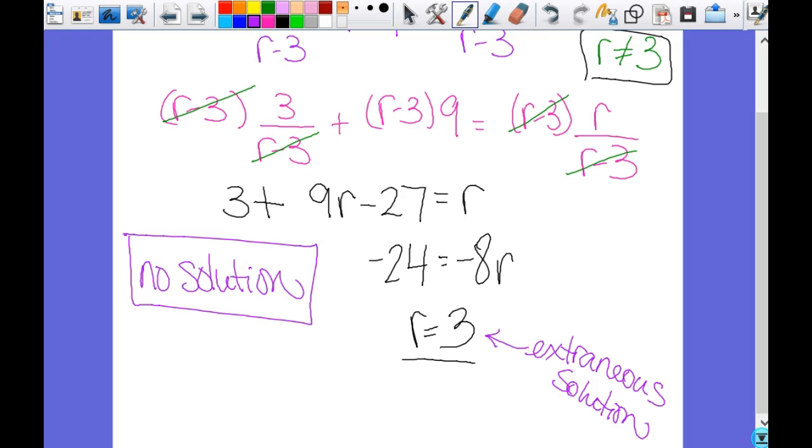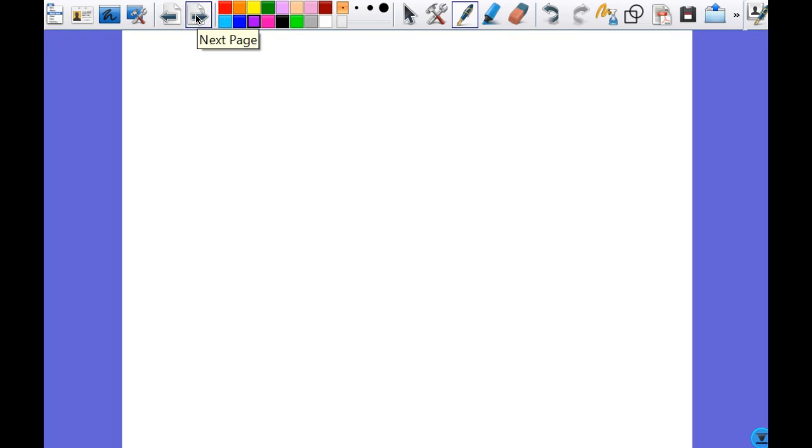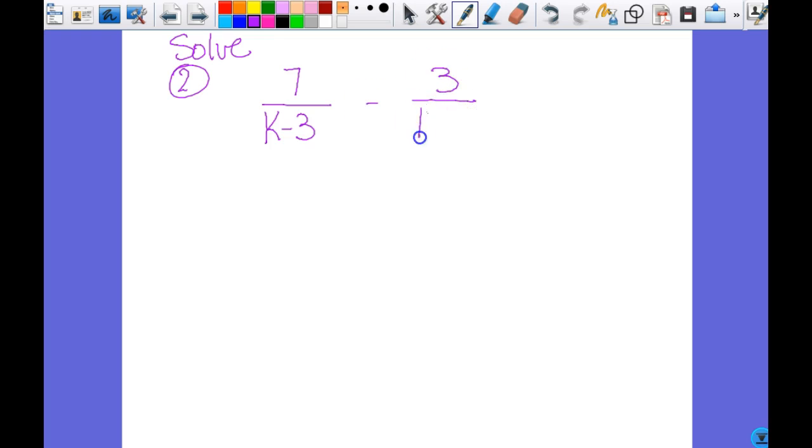All right. So here's example 2. We're going to solve this one. So top left box up there, that'd be good. We're going to solve this, and this is going to be 7 over k minus 3 minus 3 over k minus 4 equals 1/2.